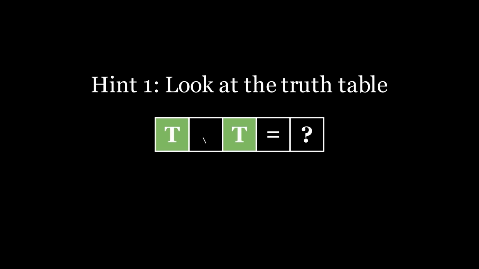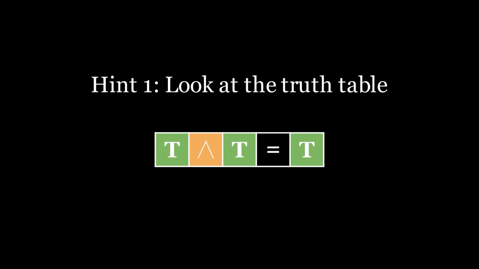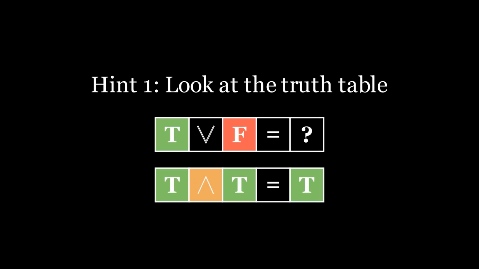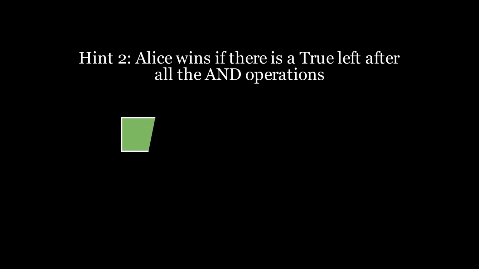When we're thinking about this task, it's a good idea to look at the truth table. If two values are true and true, no matter if we put OR or AND next to them, it will always be true. Now let's look at a true next to a false. This will only evaluate to true if there's an OR between them. This means if there's an OR next to a true after all the AND operations, the statement will be true.